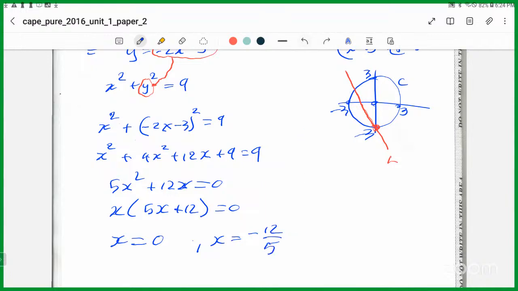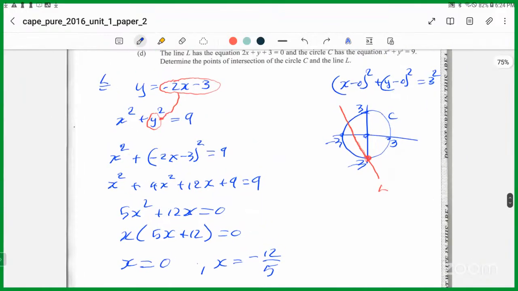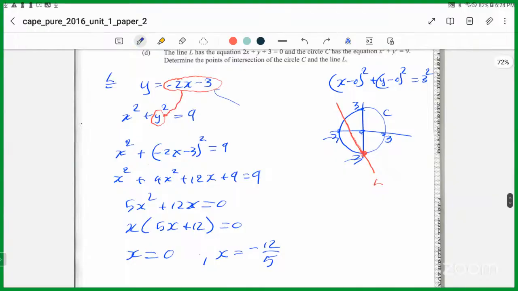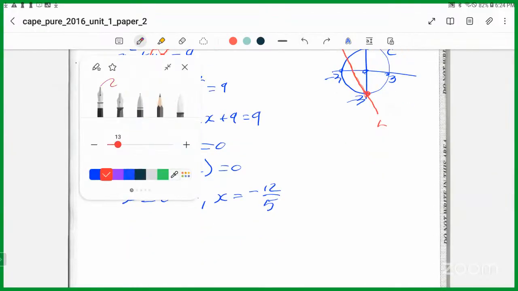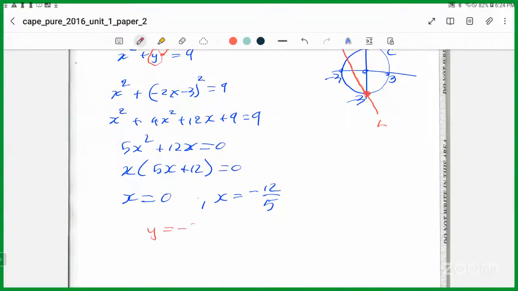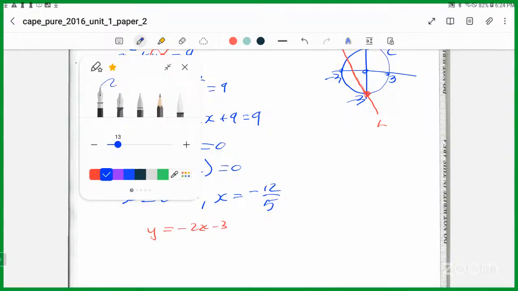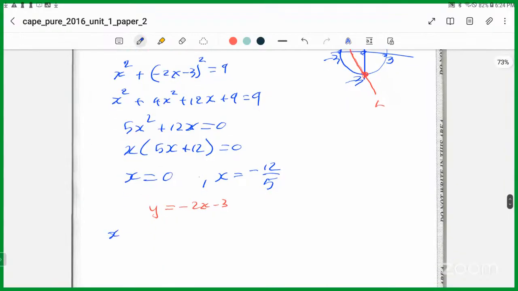And we need y values to go with them. Let's find the points of intersection. So I'm going to substitute them in the line equation, which is y equals minus 2x minus 3. You plug in x equals 0, y becomes negative 3. So that is the point 0, negative 3, as we said.